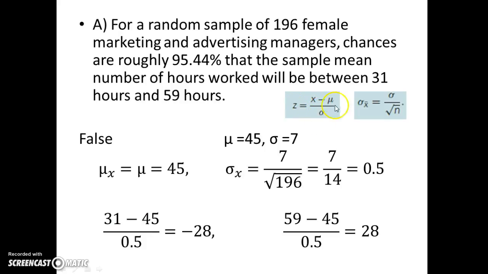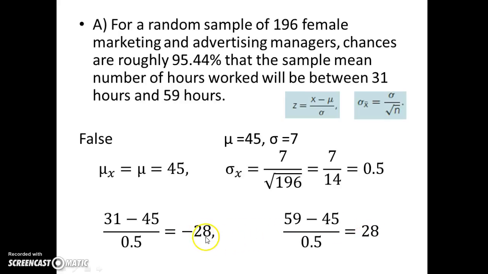This is the formula for the z-score. You write the number, subtract the mean from that number, and divide by the standard deviation of the sample. When we do these, we get -28, so this is the z-score -28. And when we work with 59, we get +28.